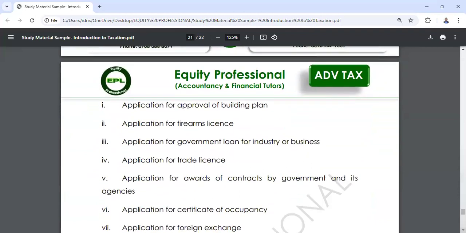Number one, application for approval of a building plan. You want to build a house in Lagos, especially in VI or Lekki, you want to build a 3-story building. You cannot start building without a building plan. You have to collect a building plan from the state government. If Lagos State wants to give you a building plan, they will ask you, Oga, you want to build a building that is worth 200 million, a building that is worth 500 million. Go and bring your tax clearance certificate. Let's look at the amount of tax you are paying. They will ask for your tax clearance certificate.